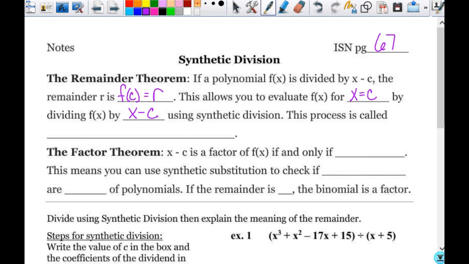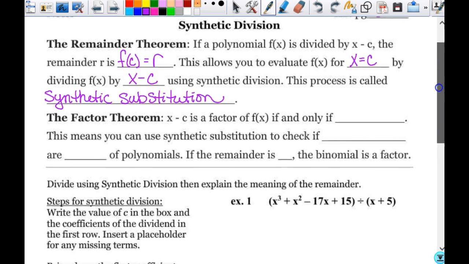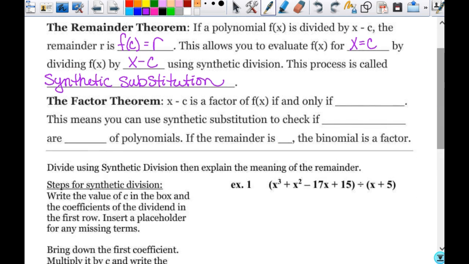So this process is called synthetic substitution. So your remainder is important for a couple of different reasons. If it isn't 0, then it still gives you some information that you may or may not need or care about at this point, but it still does give you information. So that's the remainder theorem. Then we have the factor theorem. And the factor theorem says x minus c is a factor of f of x if and only if f of c equals 0, meaning the remainder is 0.